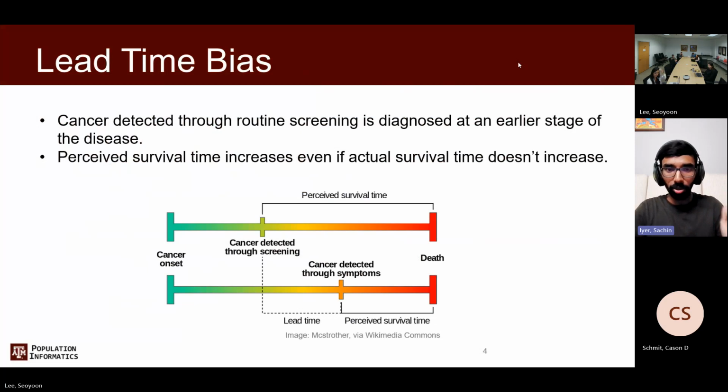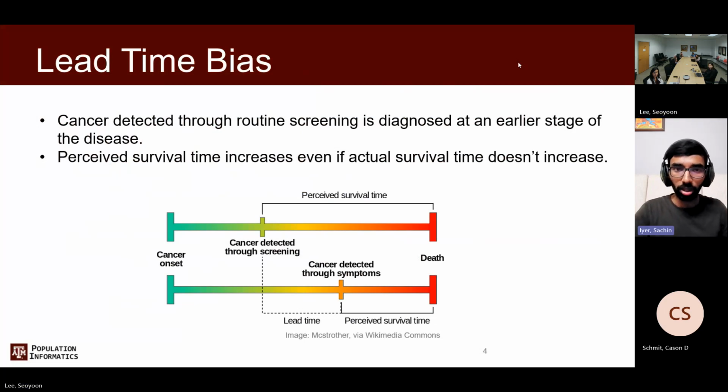Even though the progression of the cancer was the same for both people, the perceived survival time for the person who was detected in screening is higher due to the lead time also being counted in the survival time. Whereas for the person for whom cancer was detected through symptoms, the perceived survival time is lesser. So this can lead screening to seem to be effective, whereas it actually makes no difference to the survival.